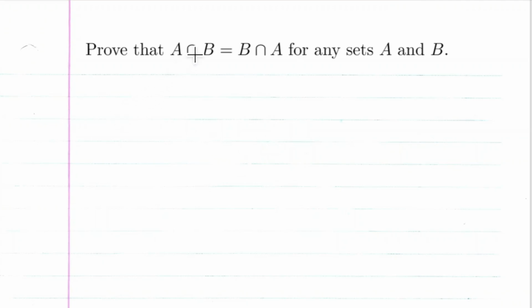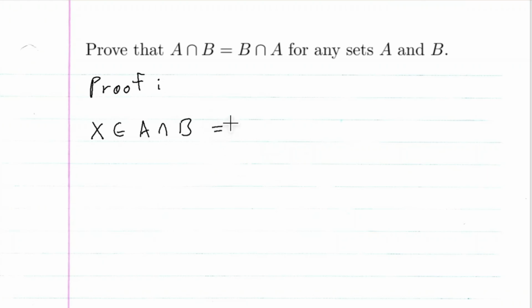Okay, so we're going to prove that A intersection B is equal to B intersection A for any sets A and B. So let's go ahead and start the proof. Okay, so we'll have X. X is an element of A intersection B, right?